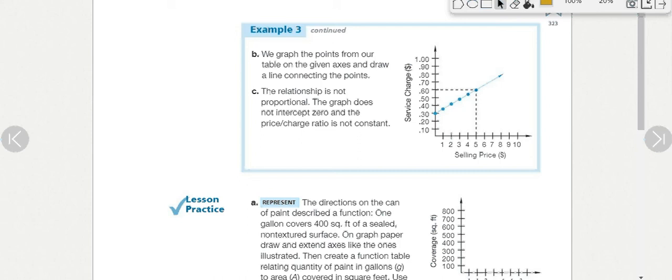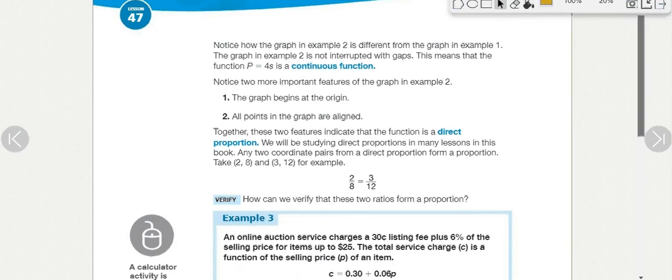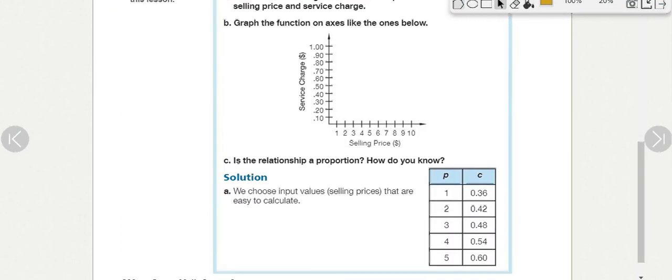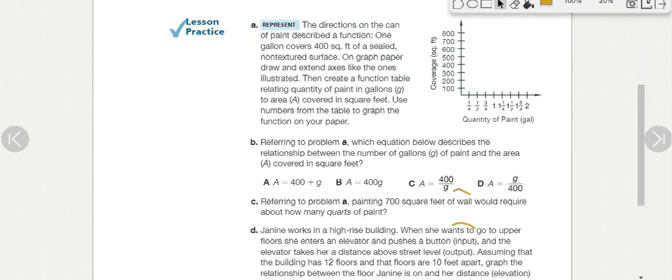So it says the price range ratio is not constant either. I guess that would be looking at whether you divide all of these. If you divide this, does it equal the same thing as this? And they say no. That's kind of hard to tell on a graph. So the origin's the big giveaway there.